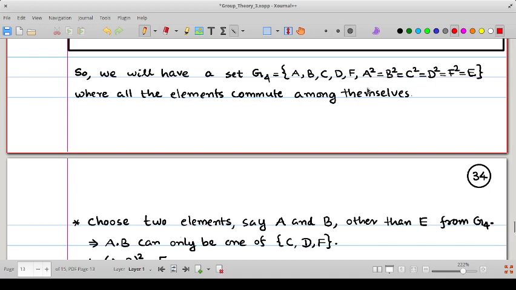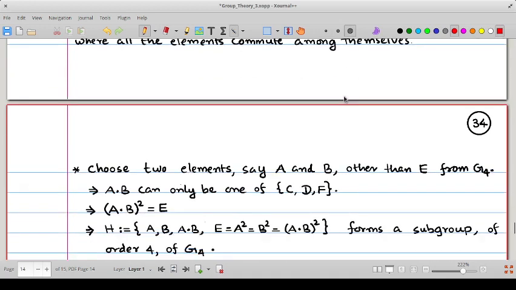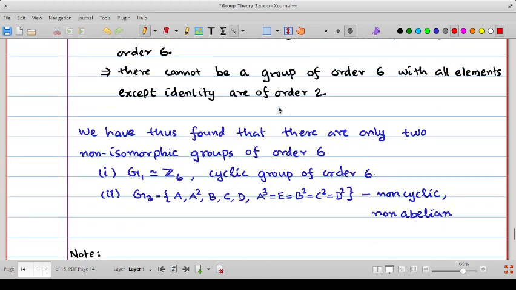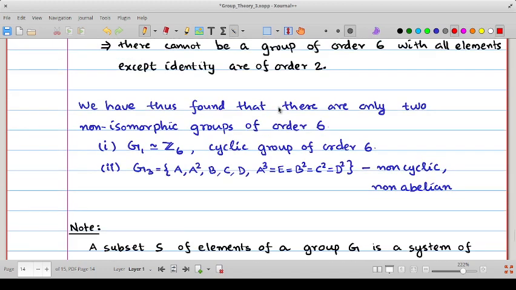Okay, so now we have already exhausted all possibilities, and therefore we identify that for a group of order 6, we only have two distinct, non-isomorphic possibilities. The first one is a group generated by an element of order 6, which is a cyclic group of order 6. And the second possibility is the one given here, where we have an element of order 3 and 3 elements of order 2. And this group, as we have seen from the multiplication table, is obviously non-cyclic, non-abelian as well.